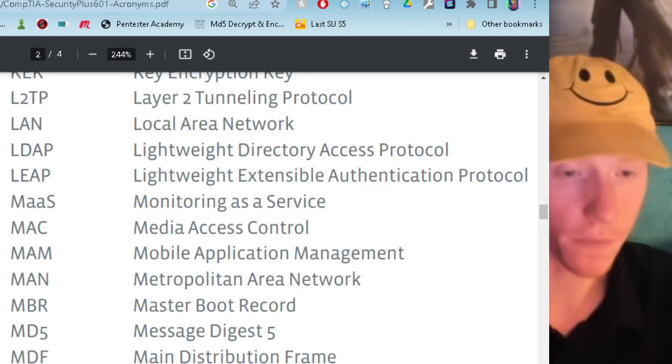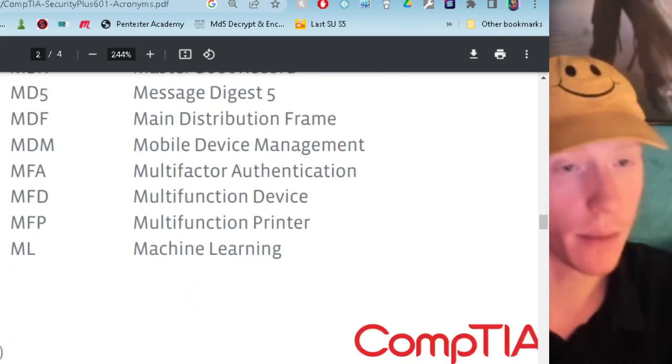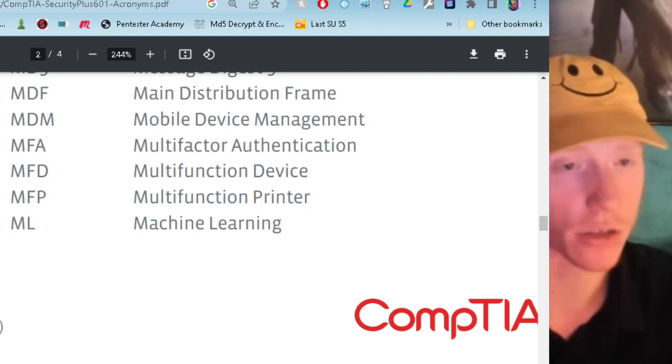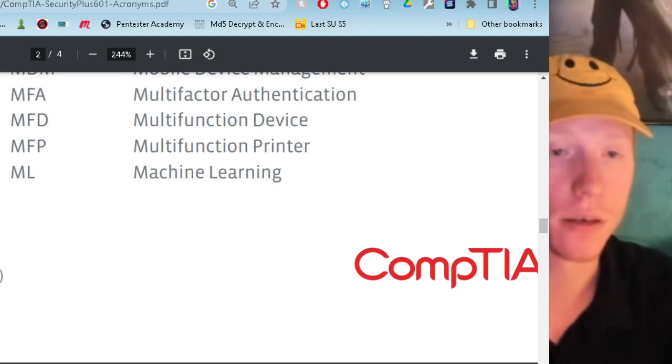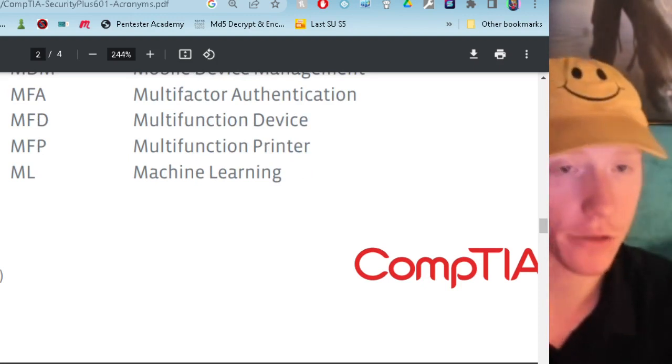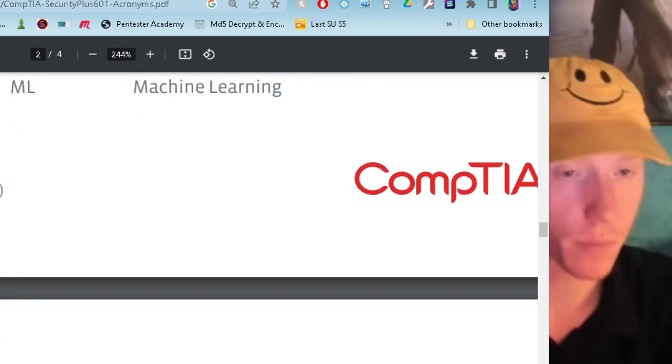The MDF is a Main Distribution Frame. The MDM is the Mobile Device Management. A MFA is Multi-Factor Authentication. An MFD is Multifunction Device. An MFP is a Multifunction Printer. ML is Machine Learning.